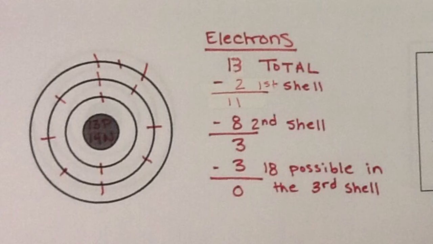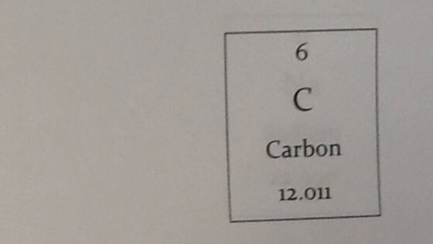The third ring of the atom can fit up to 18 electrons. Because we have only 3 electrons in the outermost ring, we can also say that our valence electron number is 3. Now let's take a look at carbon.